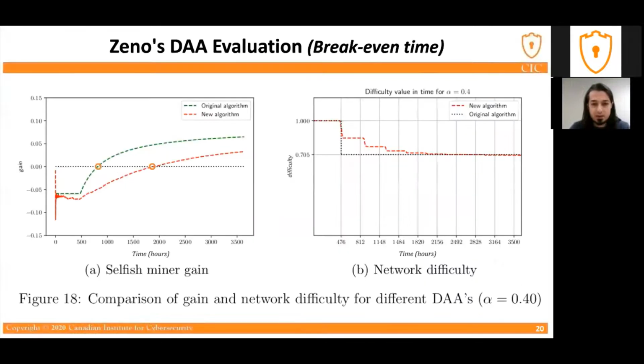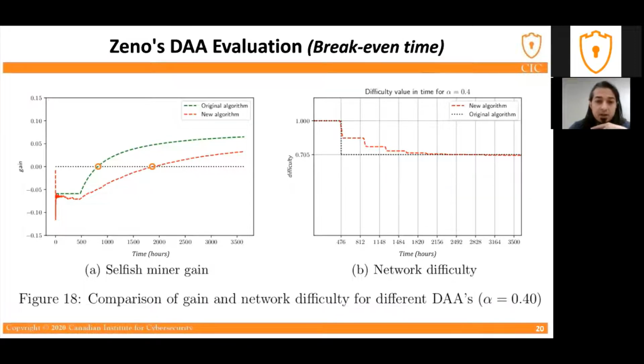So, evaluation and results. Let's talk about the results that we have here. This is one of the simulation results. The green line shows the original difficulty adjustment algorithm, and the red line is our new algorithm, Zeno's algorithm. As you can see here, for example, when we have alpha equal to 0.4, in the original algorithm the break-even point is somewhere around 700 or 800 hours.